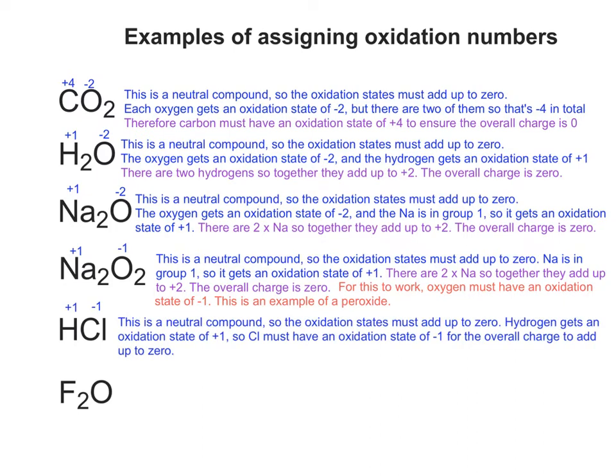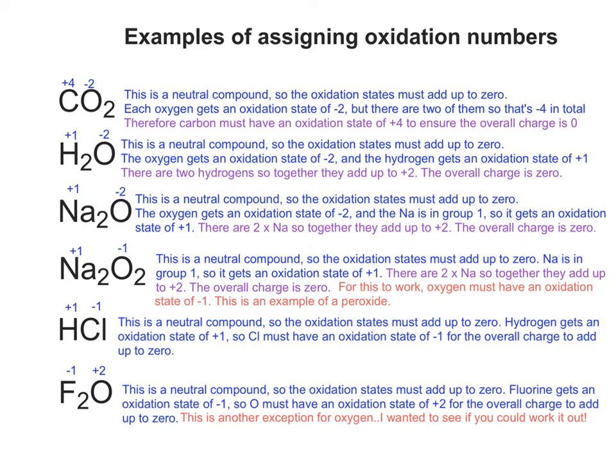So by now you should find HCl quite straightforward. Again, it's a neutral compound, so the oxidation state must add to 0. Hydrogen gets an oxidation state of +1, so that means chlorine must have an oxidation state of -1 for the overall charge to add up to 0.